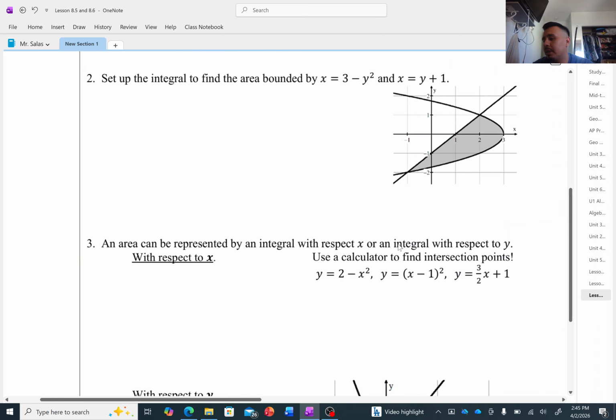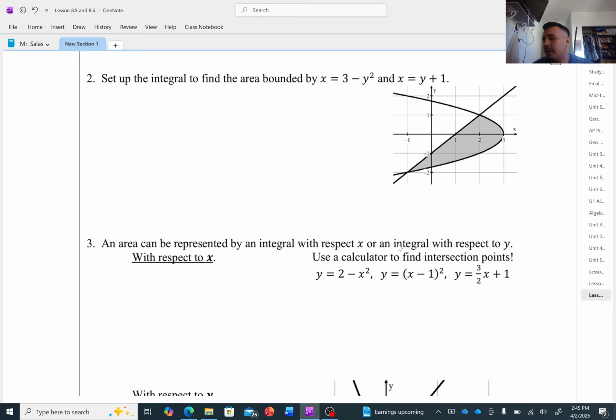The second one says, set up the integral to find the area bounded between x is equal to 3 minus y squared and x is equal to y plus 1. They're already solved for x, so I don't need to do any of the previous solving. So let's start with the graph on the right side. So let's set up our integral.